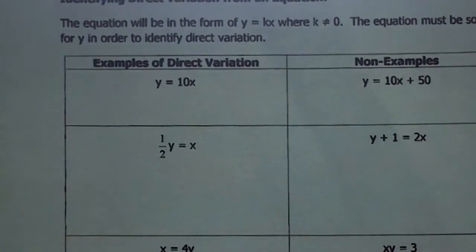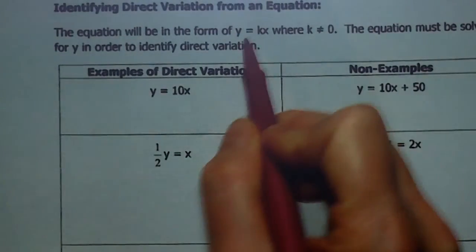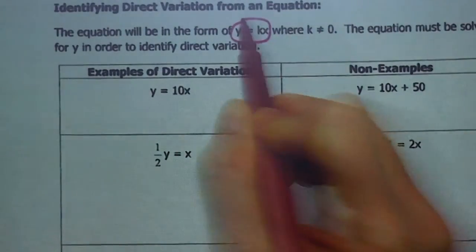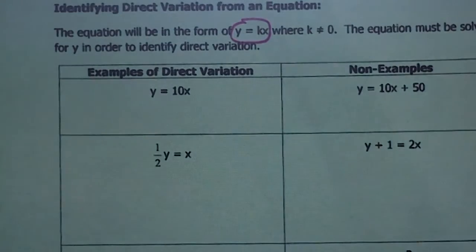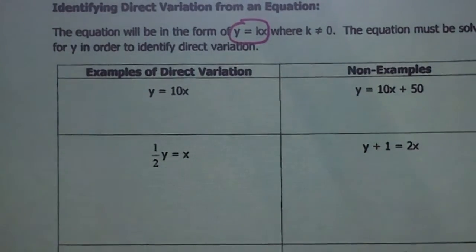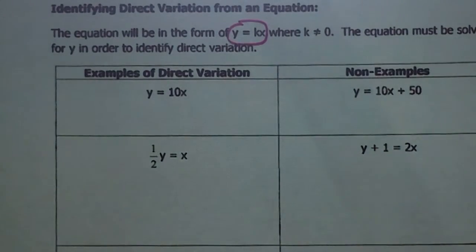All right, continue along. Now we're going to examine direct variation from equations. So I already said in the intro to this that the equation is going to be in the form of y equals k times x, where k cannot be 0. And the equation has to be solved for y in order to figure out if it's direct variation.